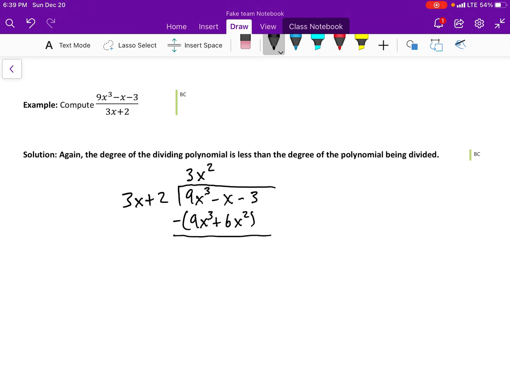And now we do our subtraction. 9x to the third power minus 9x to the third power is just 0. And in this case, we have nothing to combine the 6x squared with, right? There's no like terms here. So we just carry it down. So minus 6x squared. Right, remember, we're subtracting a positive number. So we're subtracting 6x squared. And now what I want to do is carry down the x.